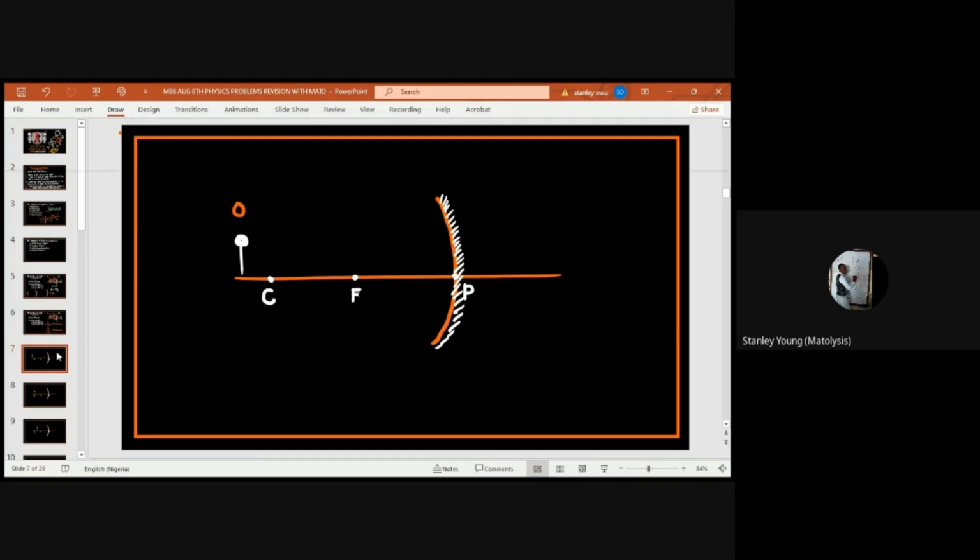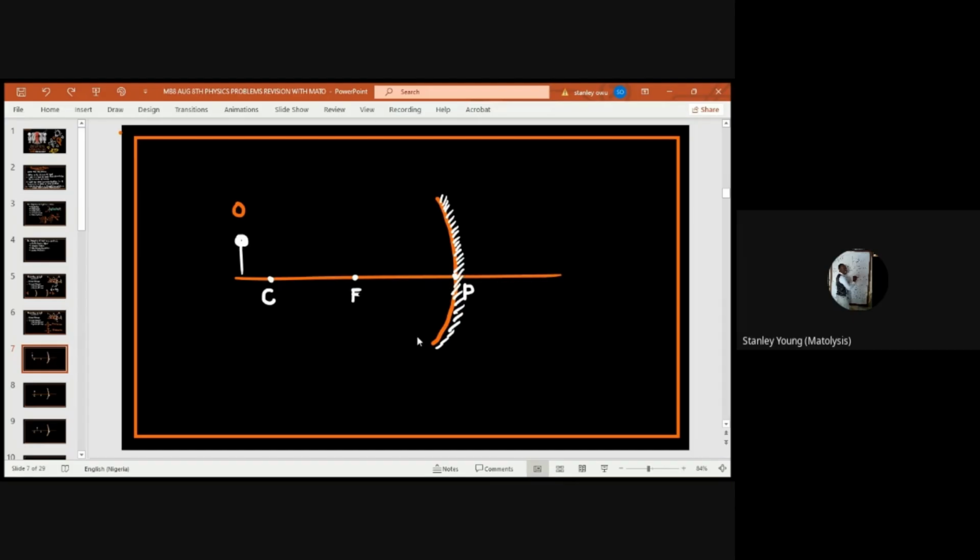because I don't want this video to be too long, usually when you have an object positioned behind the center of curvature, okay, I need to quickly explain some things.